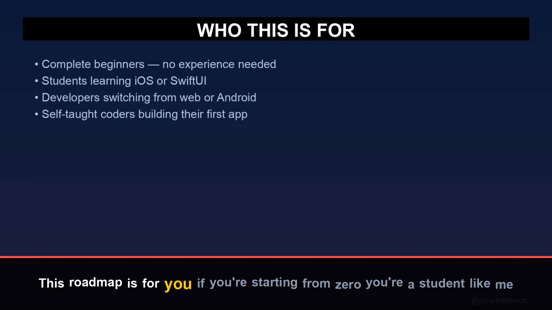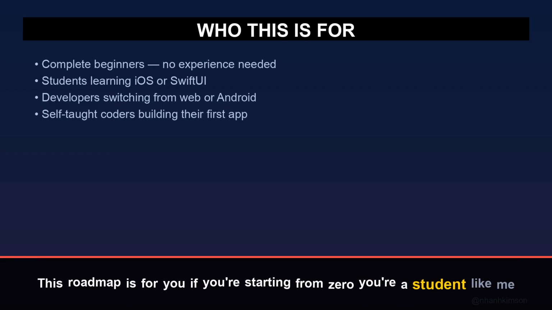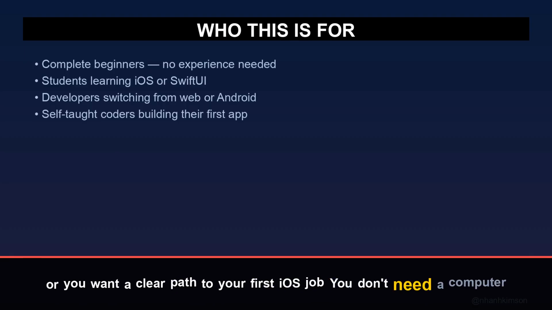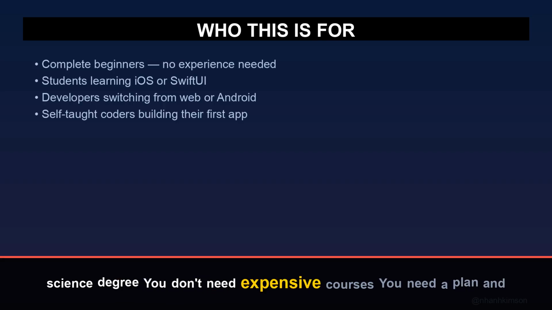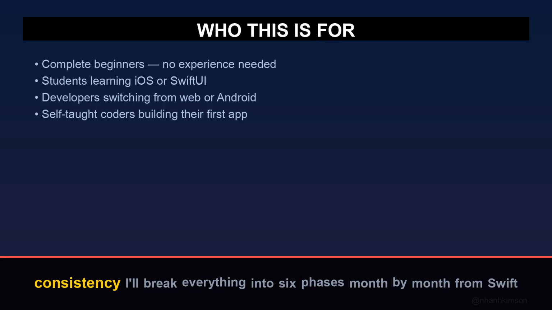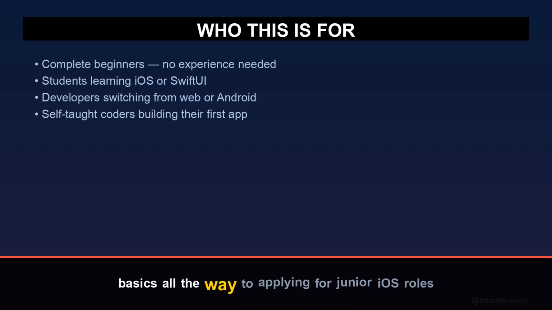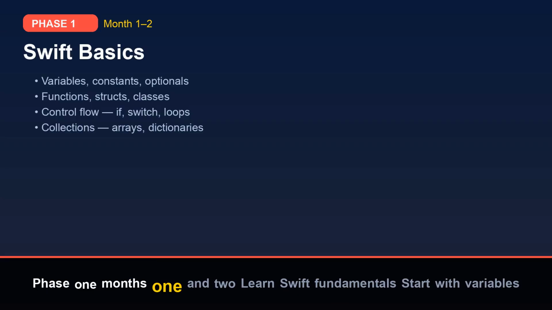This roadmap is for you if you're starting from zero, you're a student like me, or you want a clear path to your first iOS job. You don't need a computer science degree. You don't need expensive courses. You need a plan and consistency. I'll break everything into 6 phases, month by month, from Swift basics all the way to applying for junior iOS roles.